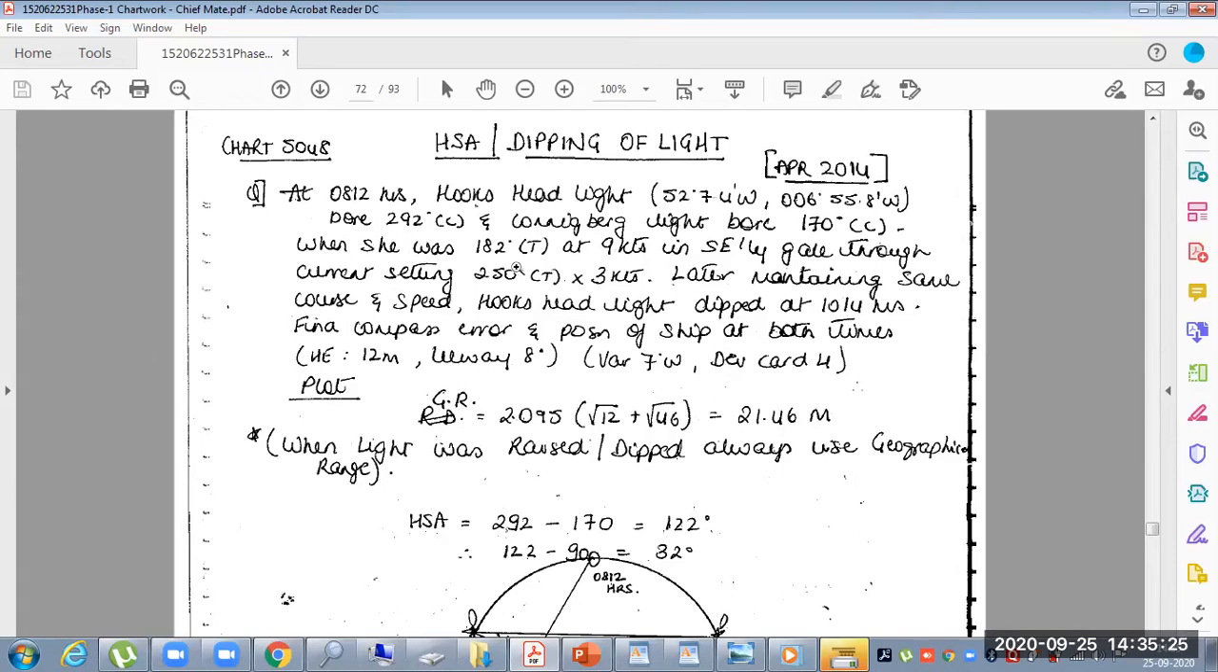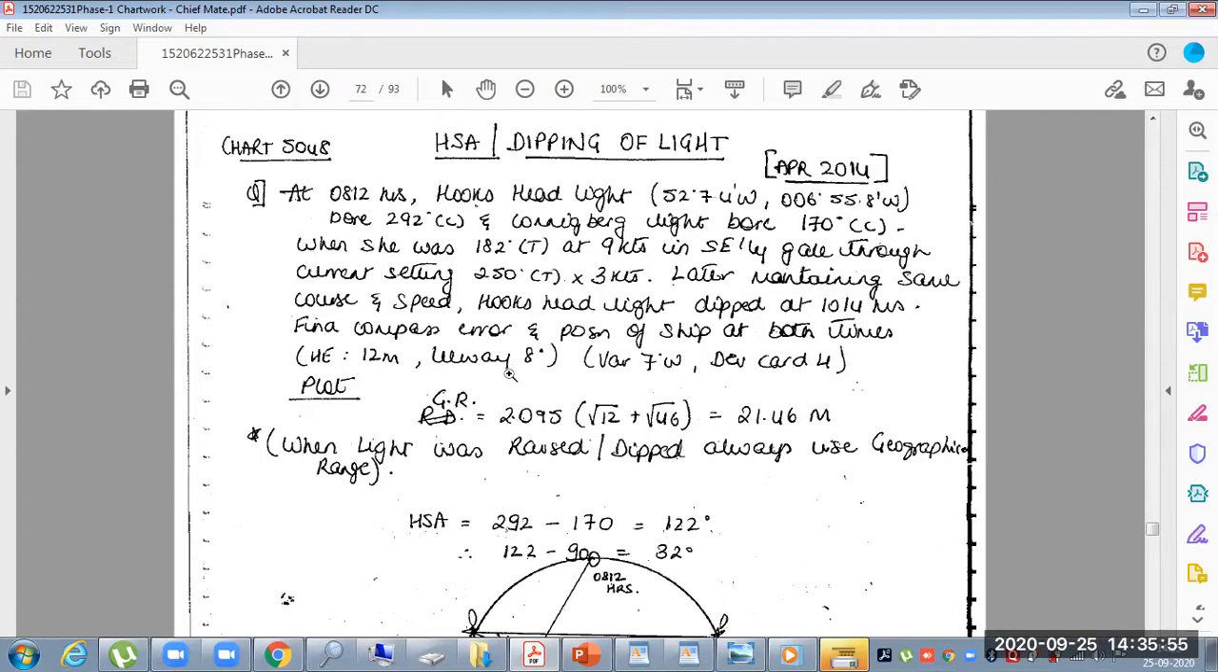When she was 182 degrees true, she was steering 182 degrees true at 9 knots, and the current was setting 250 degrees true at 3 knots. Maintaining the same course and speed, Hook's Head light was dipping at 1014 hours. We have to find the compass error and the position of the ship at both times.